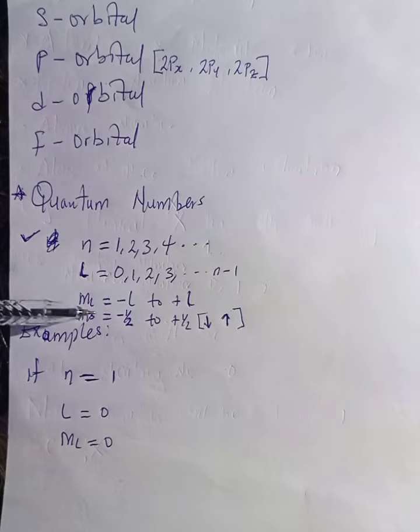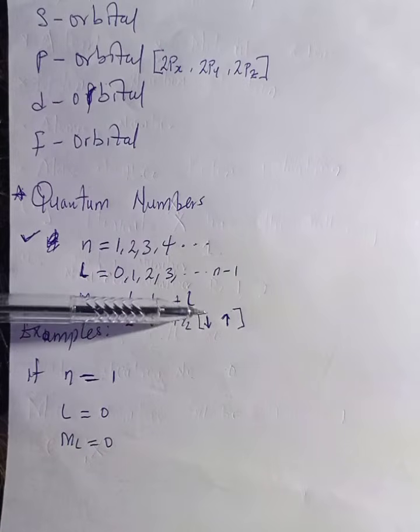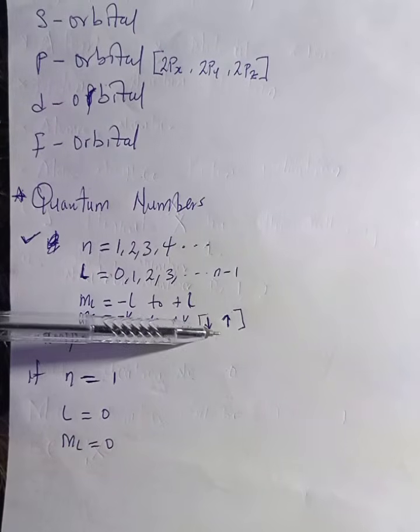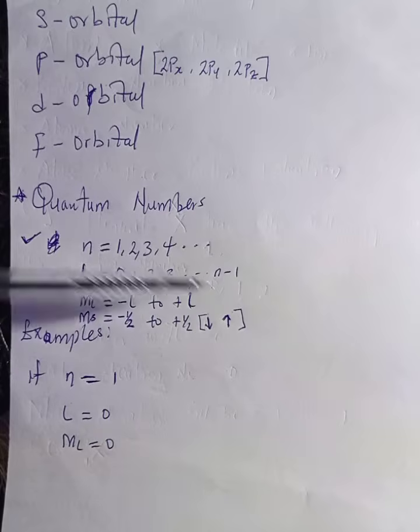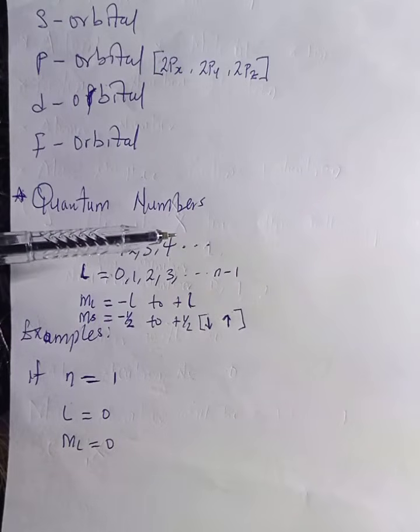Now, the spin quantum number has two permissible integral values, which are minus half and plus half. The minus half means spinning downward, while the plus half means spinning upward.